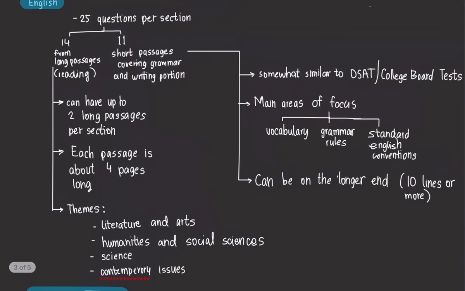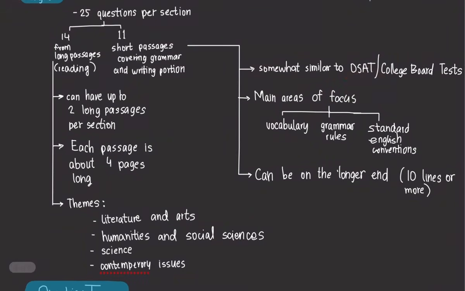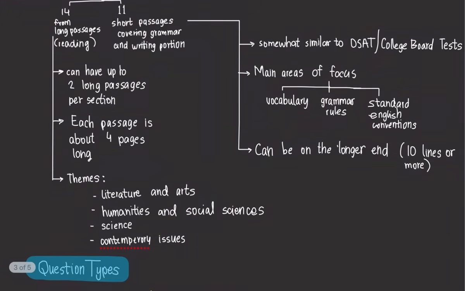So let's look at the other 11 questions that you would have from the short passages. Now, these questions would cover grammar and the writing portion. So just like the digital SAT or the college board tests, you'll be having small questions that are specifically based on these major areas of focus: vocabulary, grammar rules, and standard English conventions. We're going to talk about and dive into this deeper in the upcoming videos.